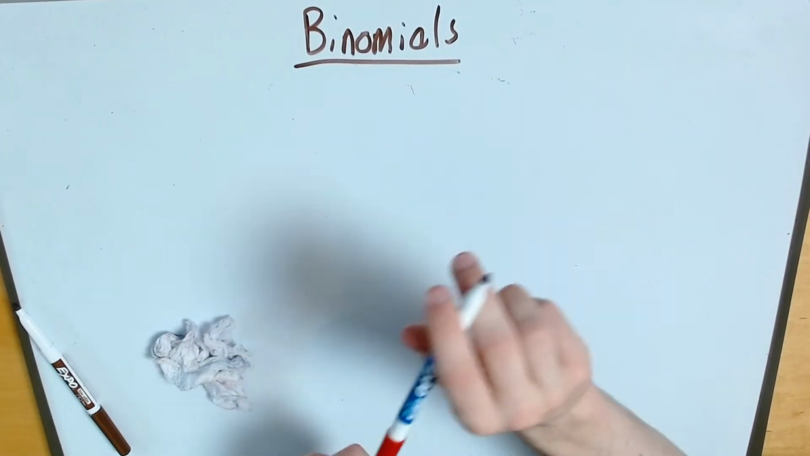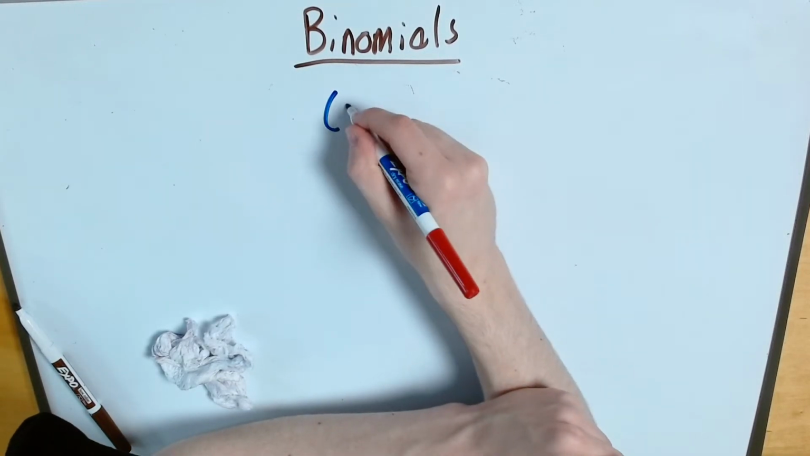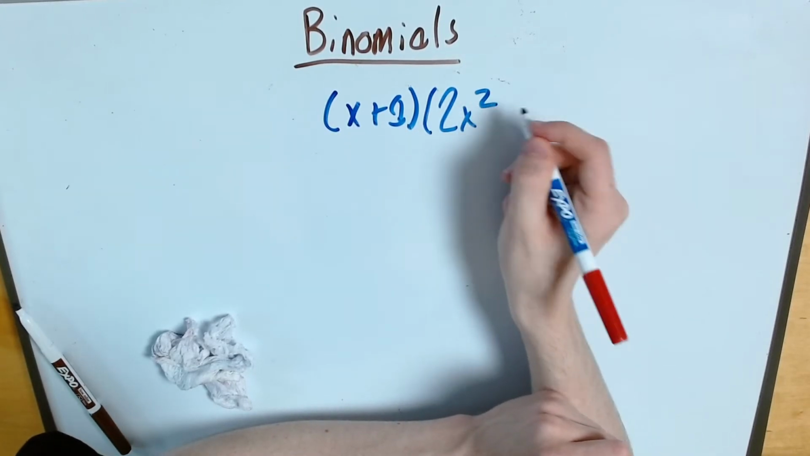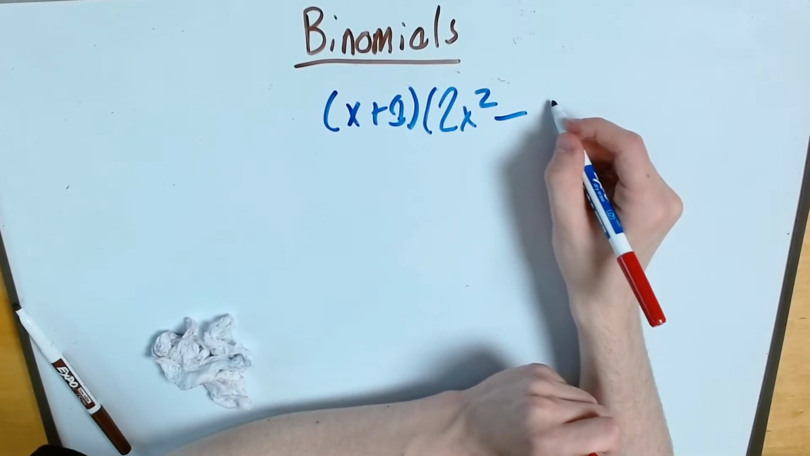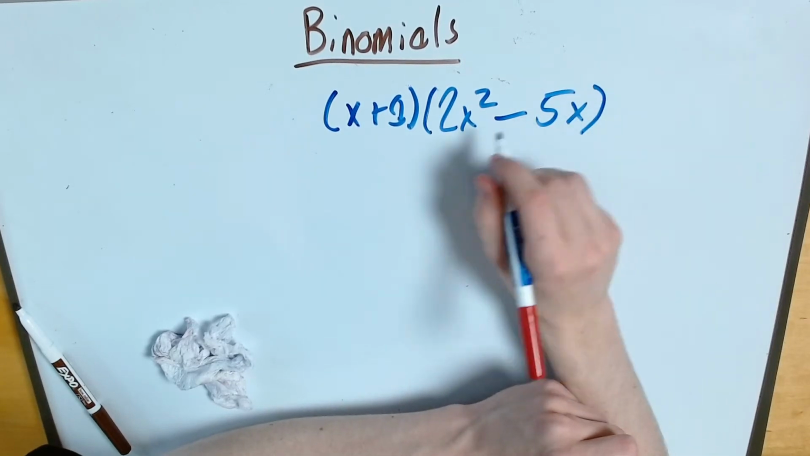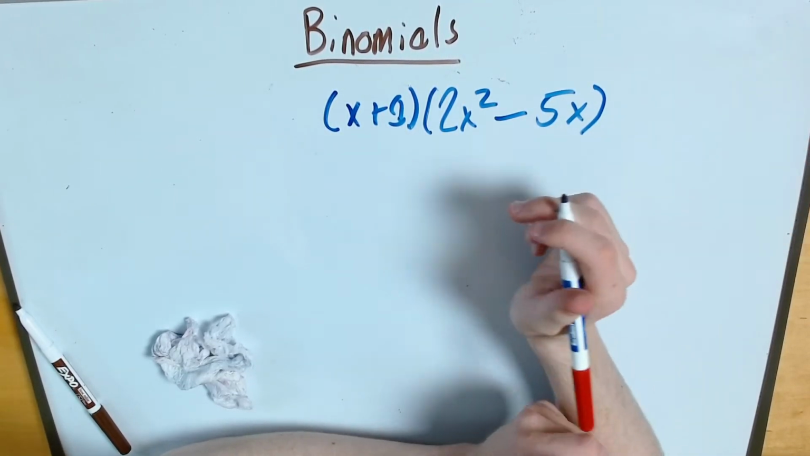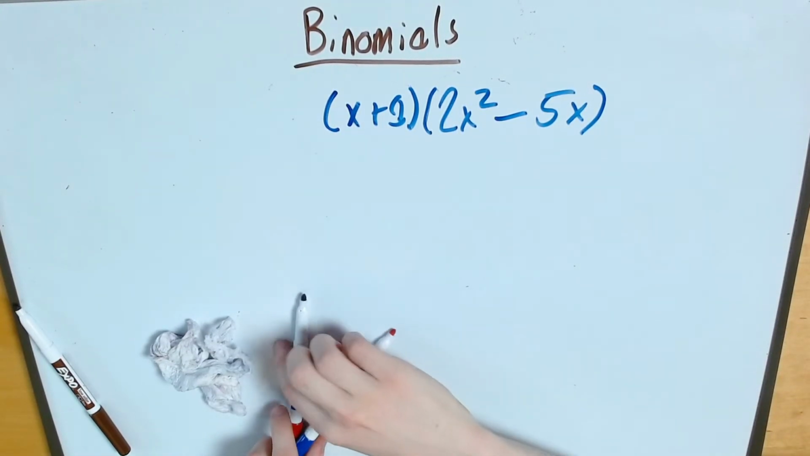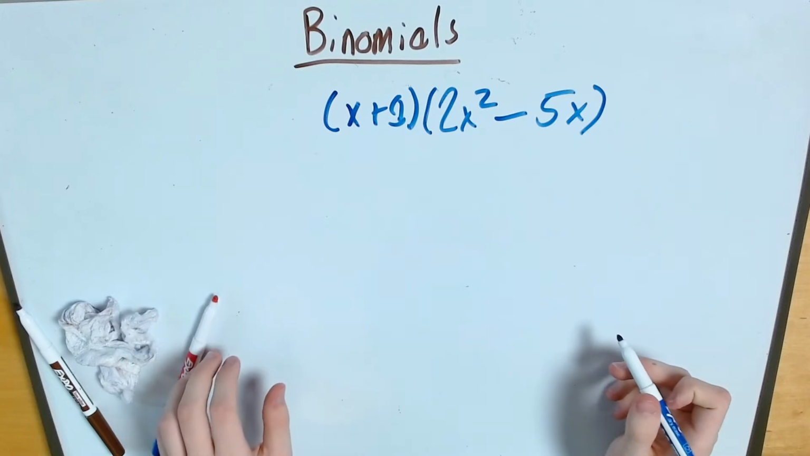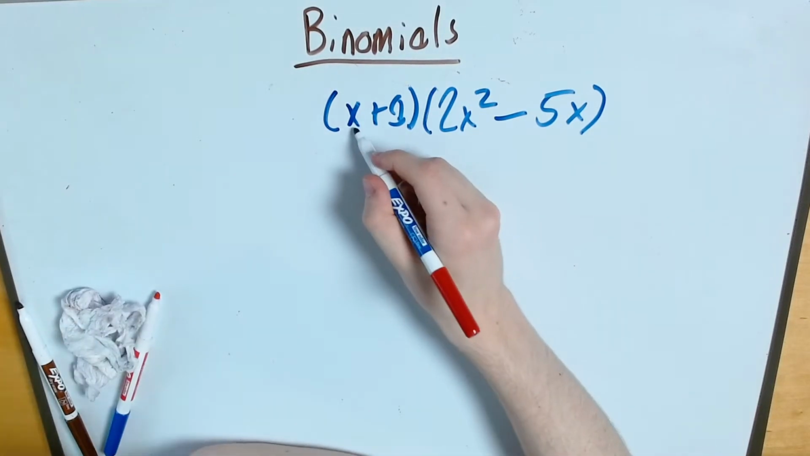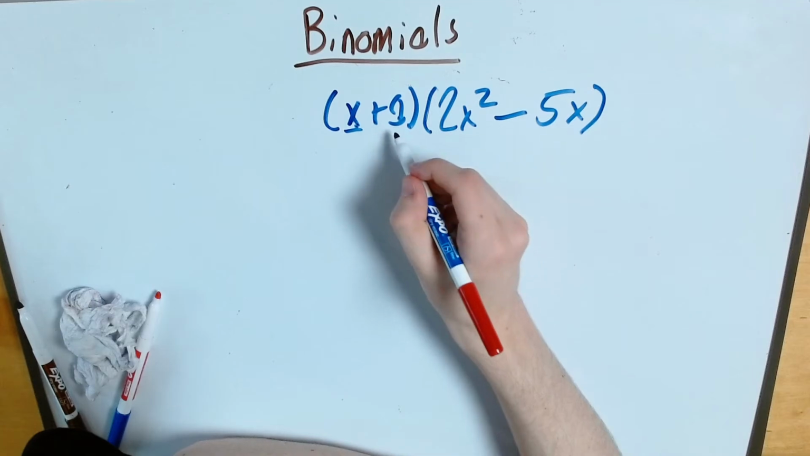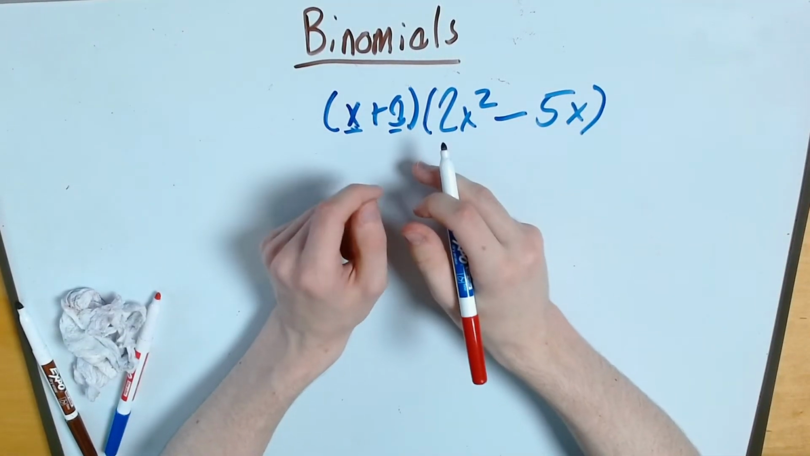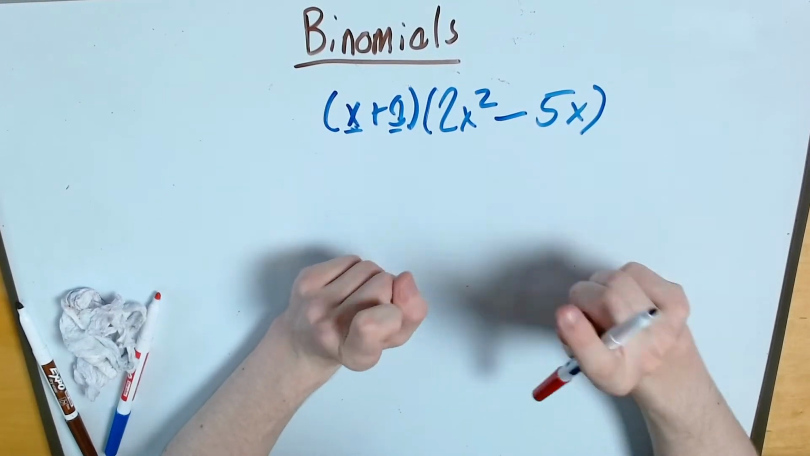Let's go simpler. Let's have something like x plus 1 times 2x squared minus 5x. All right, and I'm told we want to multiply them together. Well, here we're going to use a special rule called the distributive property. That's where we take each term and multiply it together with every other term once. I'll show you how it works.